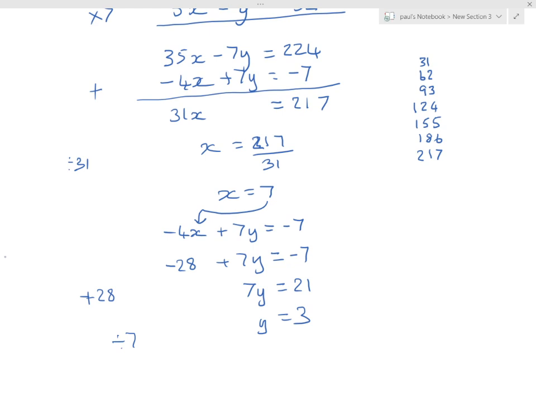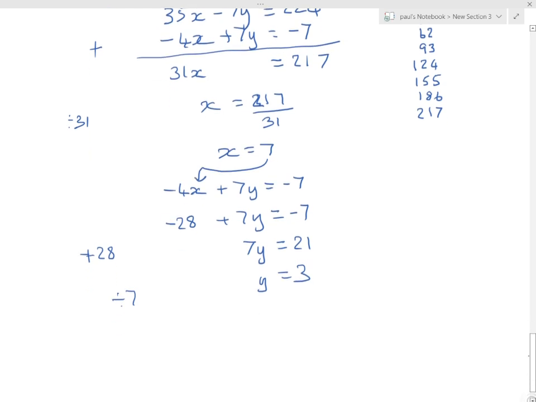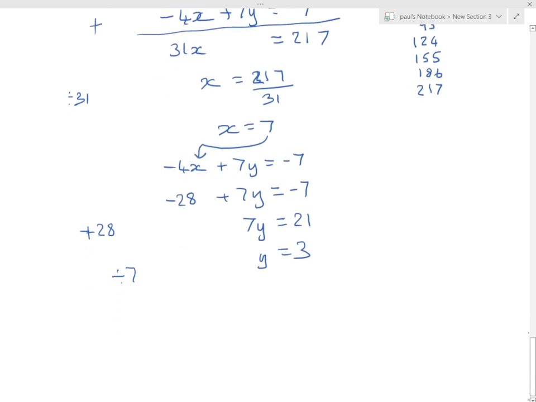Now for those of you doing the higher, there are also simultaneous questions at grade 7 that involve x squares and things like this. We might get round to that later on. I think indeed we will. So that's all for this one.